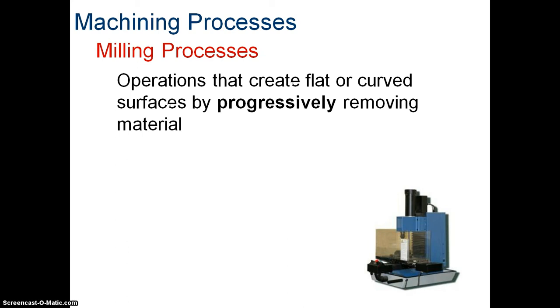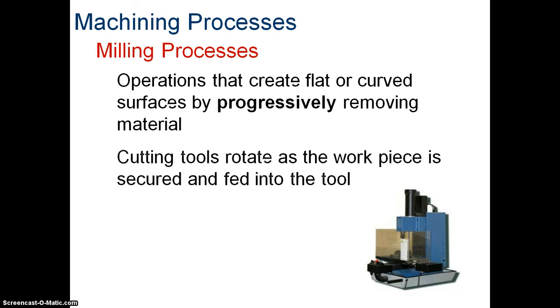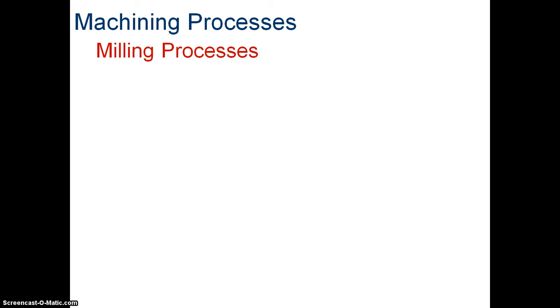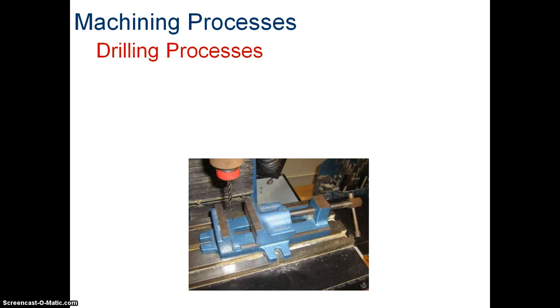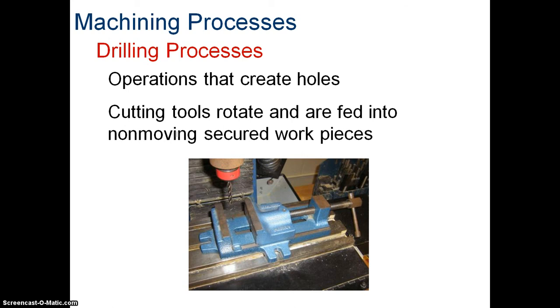The milling process involves progressively removing material. Cutting tools rotate as the workpiece is secured and fed into the tool. In a milling machine we can do vertical and horizontal milling. The process includes surfacing, shaping, forming, T-slotting, angle, straddle, dovetailing and slab milling. The drilling process also involves an operation that creates holes, the main basic process. The cutting tool rotates and is fed into the secured workpiece.